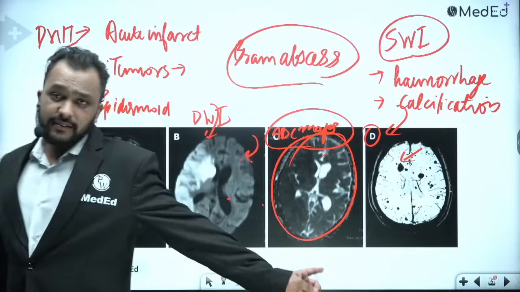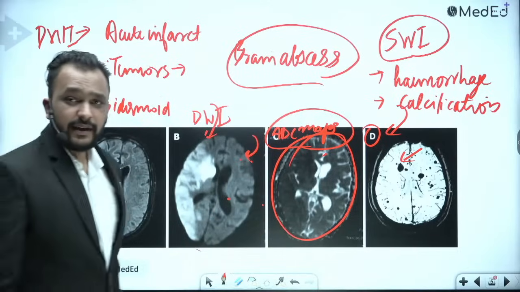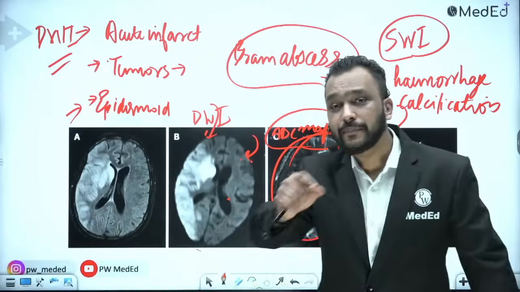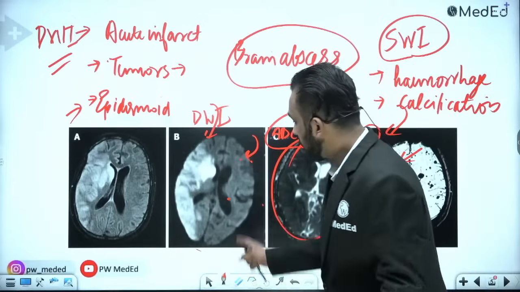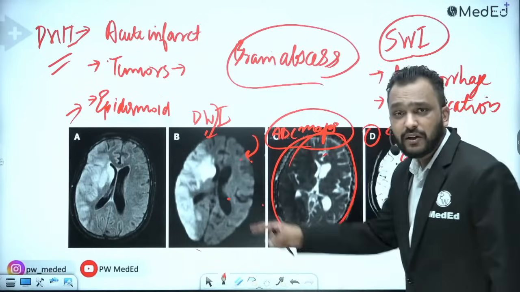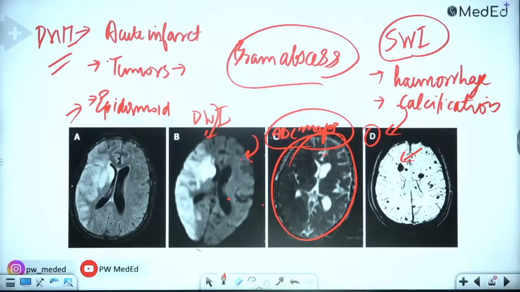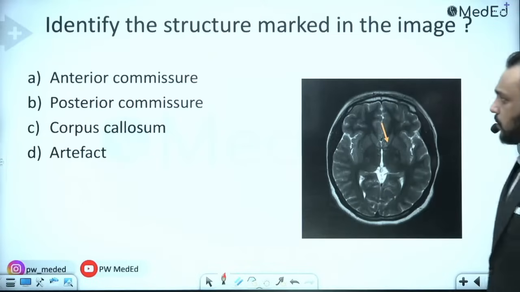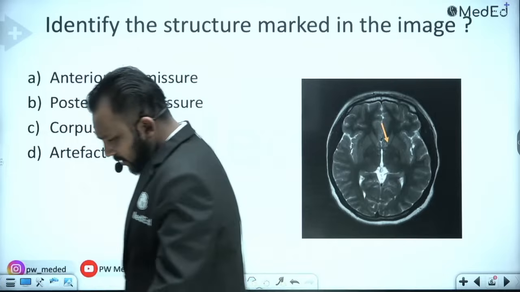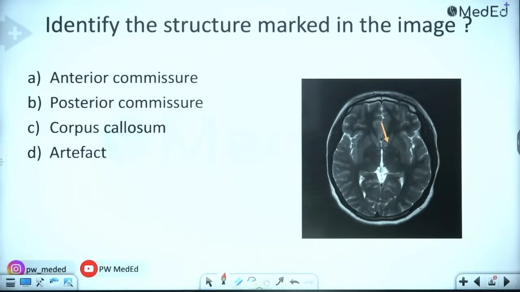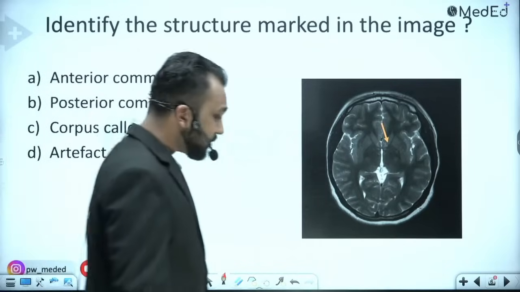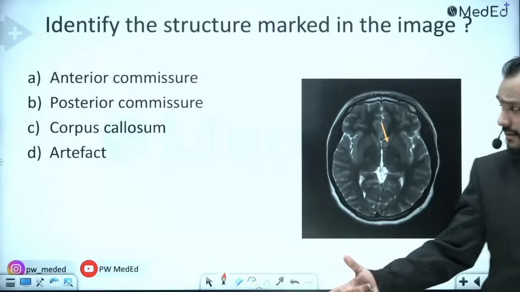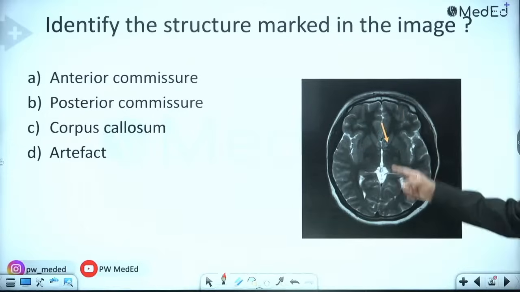You can say, sir, CSF is appearing dark in this image. It can be a T1 weighted image also, it can be a FLAIR image also. No, because the quality of the image is poor, it is a diffusion weighted image. Right? So look at the normal anatomical structures. So this can be asked: identify the structure marked in the given image.